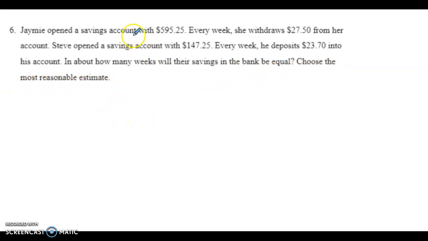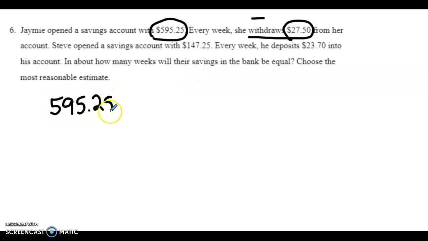All right, so let's see what we got going on here. Jamie has this much to start, and every week she withdraws this much. Now, withdrawals means that we're taking it away. So in math, that would be subtraction. So I'm going to go ahead and write that out. Jamie starts with this much, and she subtracts $27.50 each week. So we can give that a letter like W for week. Give it X if you want to, it doesn't matter.